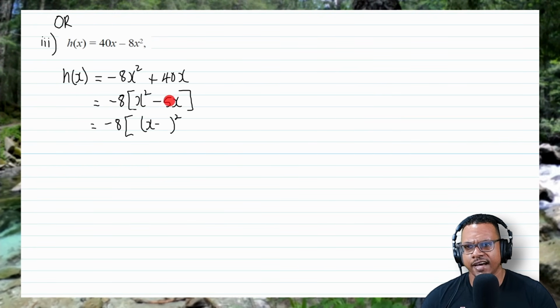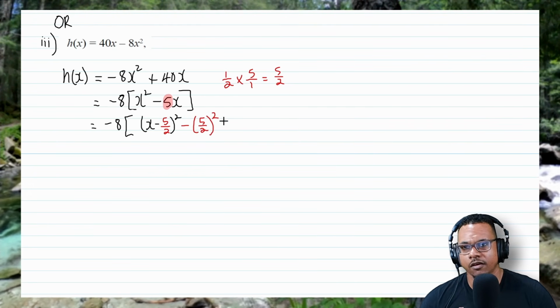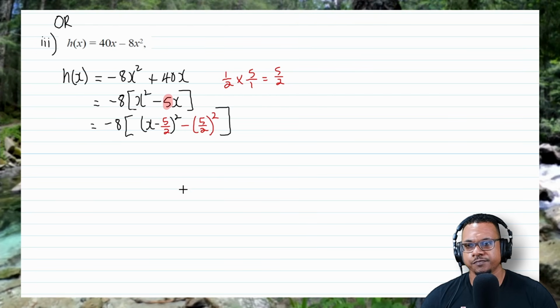All right, and I'm going to find half of 5. Half of 5 is a half multiplied by 5 over 1, which is simply 5 over 2. So a half of 5 is 5 over 2. And we're always going to take away that number squared. So taking away 5 over 2 squared. All right, and now I close back my brackets like that.